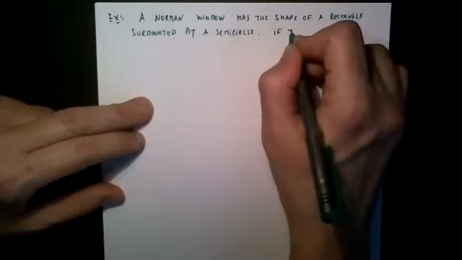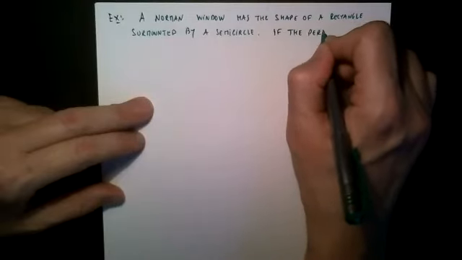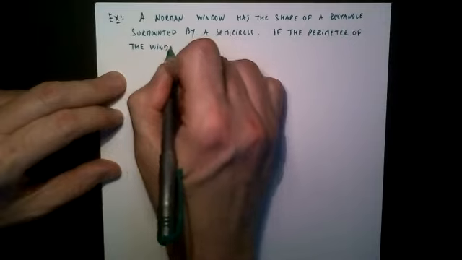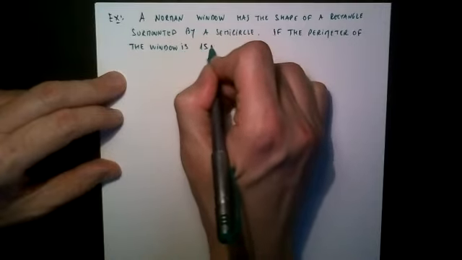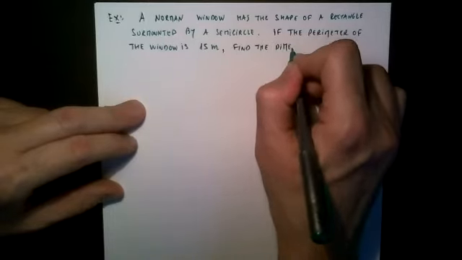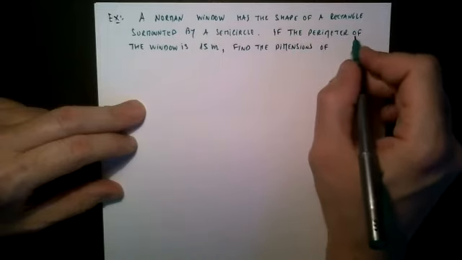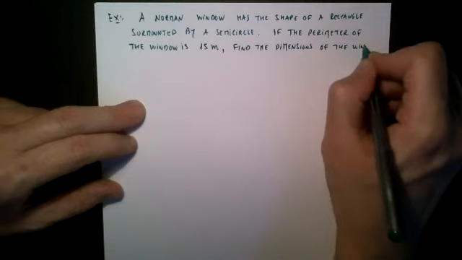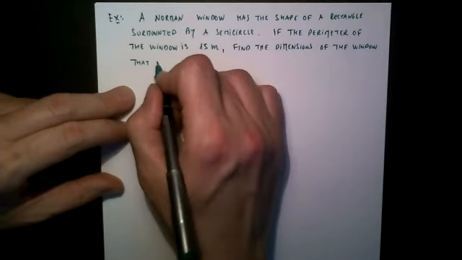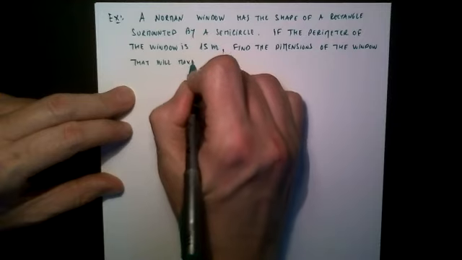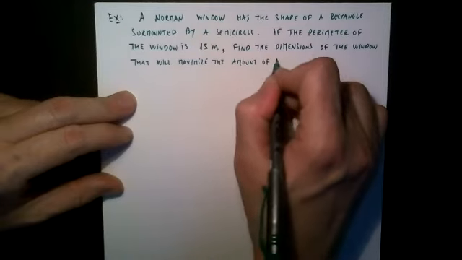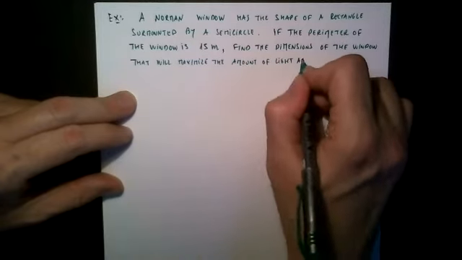So if the perimeter of the window is 15 meters, find the dimensions of the window that will maximize the amount of light admitted.